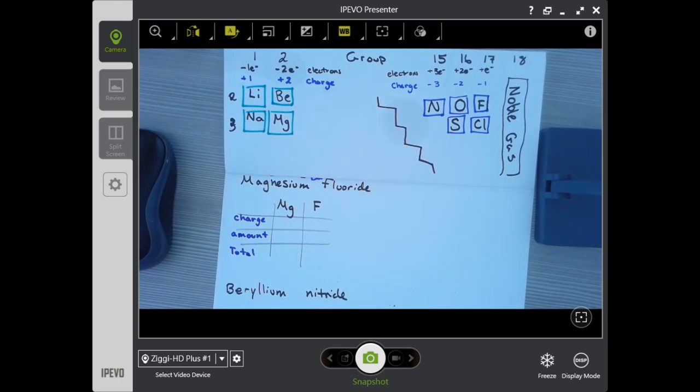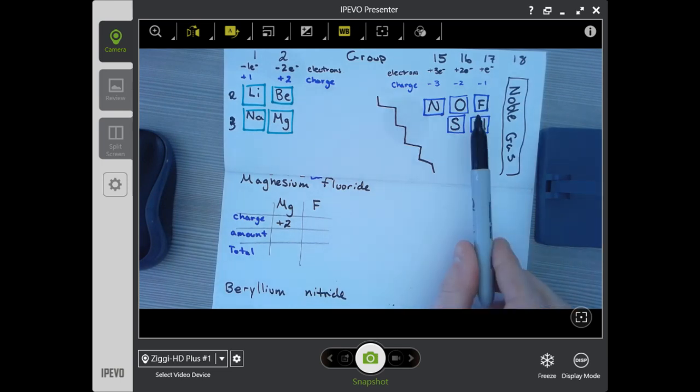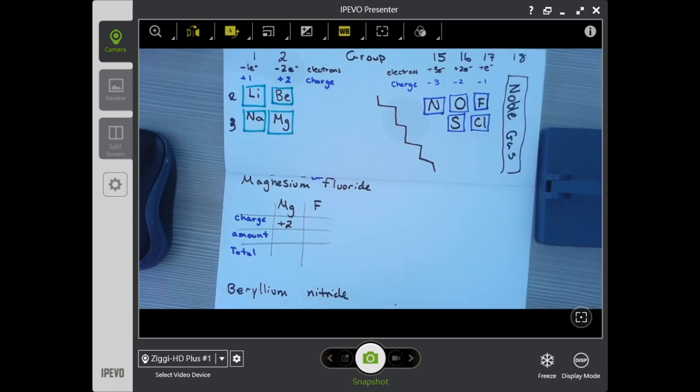So magnesium, we can get the charge from the periodic table. Magnesium is in group 2, so it's looking to get rid of 2 electrons to become like the noble gas. So if you get rid of 2 electrons, you're actually going to become +2. Okay. Fluorine. Fluorine is here in group 17. It's looking to gain 1 electron to become like the noble gases. So it's actually going to become -1.